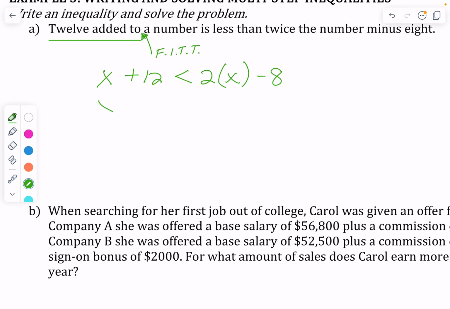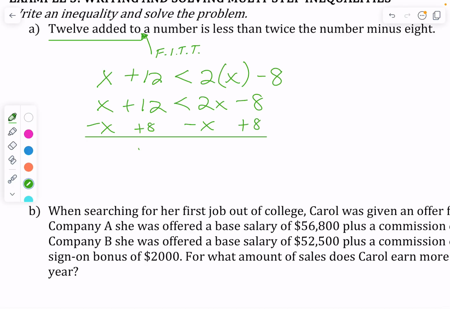So now I'm going to have x plus 12. Then we move variables to one side. I'm also going to add 8 to both sides. Okay, so my answer is 20 is less than x, or x is greater than 20.